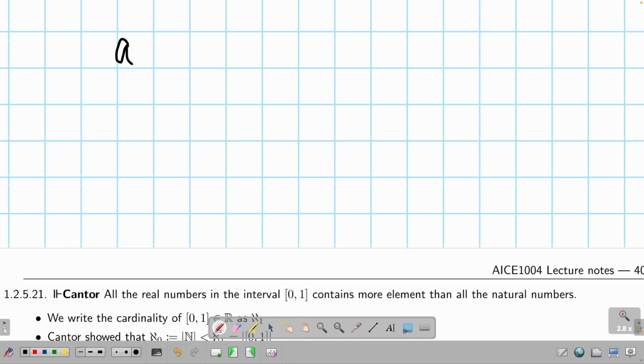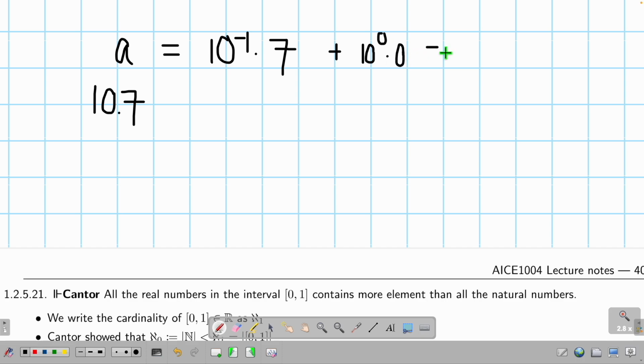You have a number A, you can always write it down as a bunch of stuff added together. So for example, I have 10.7. This is the same as 10 to the power -1 times 7. So this means the decimal place 7, plus 10 to the power 0 times 0, plus 10 to the power 1 times 1, plus 10 to the power 2 times 0, and so on.